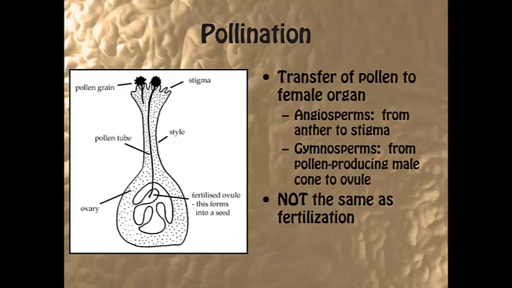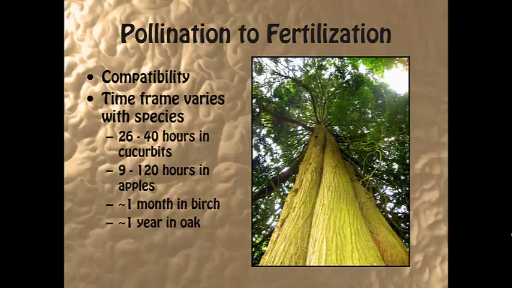Now pollination, whether it's in gymnosperms or angiosperms, is not the same as fertilization. Just because something gets pollinated doesn't mean it's going to be fertilized. And here's what I'm talking about. First of all, in order for fertilization to follow pollination, the plants have to be compatible.